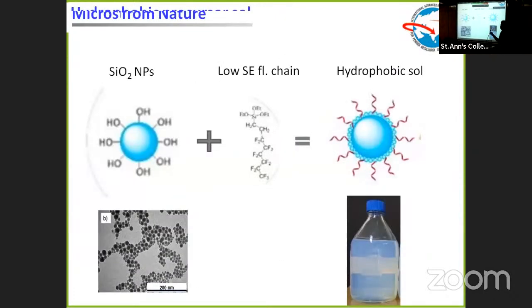So we try to recreate this kind of approach in the laboratory. Instead of a micron size spike, we use a silica nanoparticle, SiO2, not silicon. So this is SiO2. It's very common and easily available spherical particles for various applications. And then we functionalize the nanoparticles with a low surface energy fluorine chain chemical. Both are mixed together, and we got a sol.